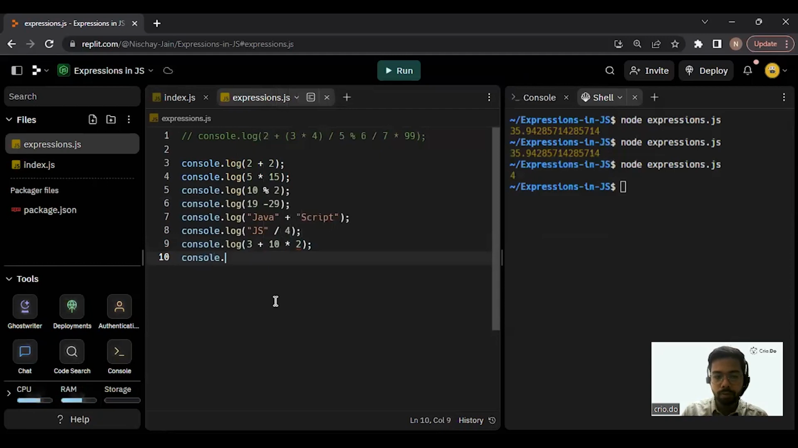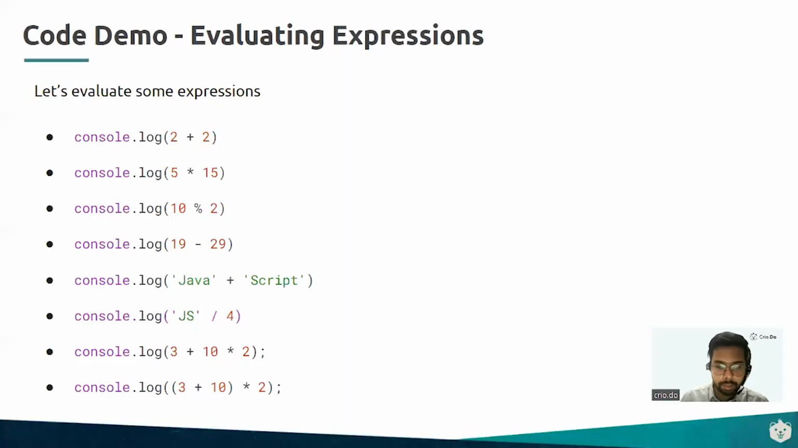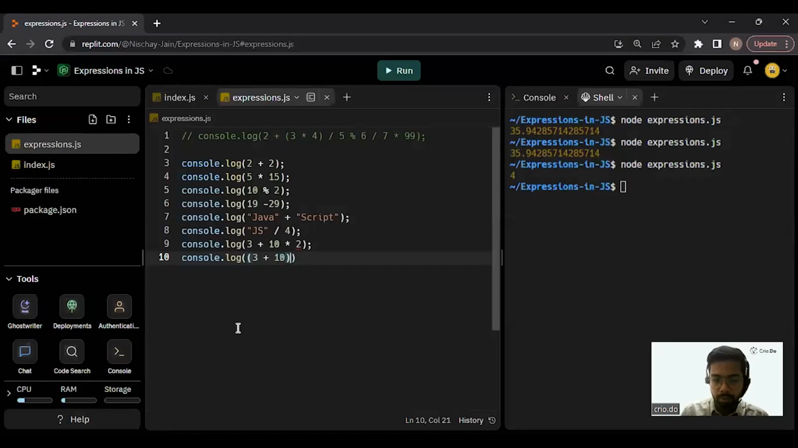Finally, the last one, that is console.log of 3 into, I think that's going to be a 3 plus 10 into 2. All right, let's make that up. 3 plus 10 into 2. All right, so before we execute all of them, let's try to solve it on our own as well.